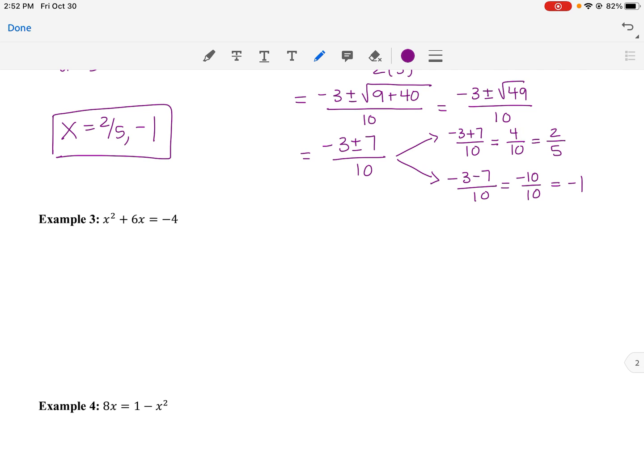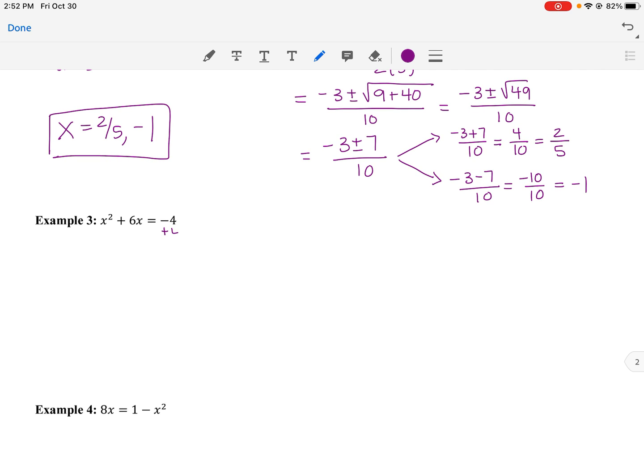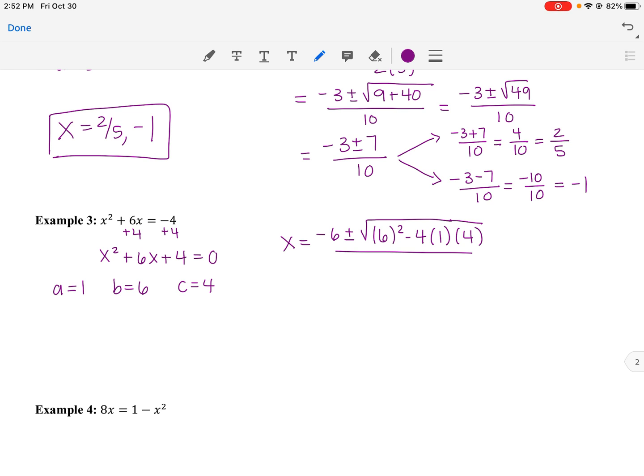The next one, it's looking good, but the problem is it's not quite in standard form. So we first have to add 4 to set it equal to 0. So x squared plus 6x plus 4 equals 0. Okay, now do the same process. A equals 1, B equals 6, C equals 4. So x equals -b, -6, plus or minus the square root of b squared, 6 squared, minus 4 times a, which is 1, times c, which is a positive 4, all divided by 2 times a, which is 1.